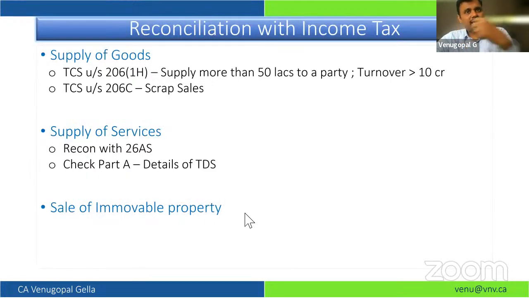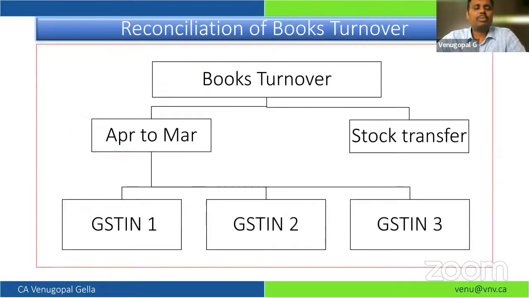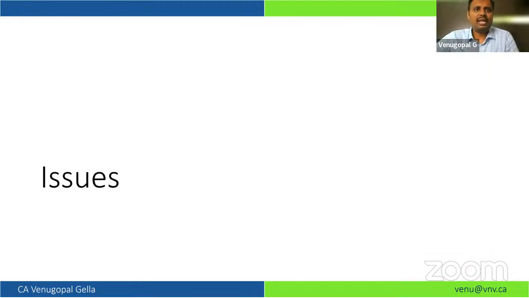Next, please also check with the other information sources, the IT returns, the bank credit 26A statement, to ensure that the values that you are reporting are correct. So your books turnover April to March, you divide it into each GSTN wise and do the reporting of it.